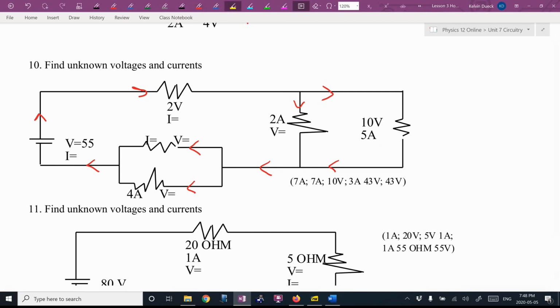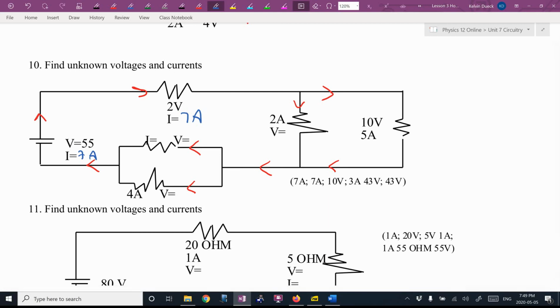Do I know how many amps are leaving right there? Well, it would be the same as the amperage going through there because there's no junctions between the battery and this resistor. Oh, how many amps went this way? 2 amps. How many amps went this way? 5 amps. How many amps must have been flowing in then? Must have been 7 amps. How many amps are leaving the battery? 7 amps. This question's going to fall apart.